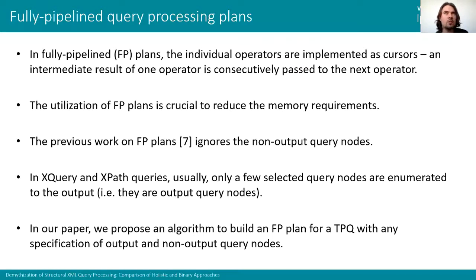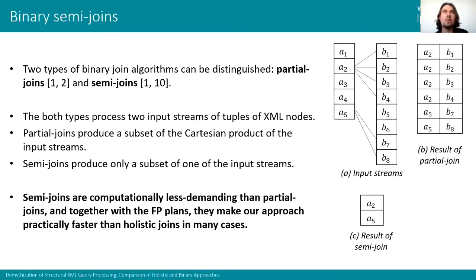Let me note that in XQueries or XPath queries, usually only a few selected query nodes are enumerated to the end user. For example, in any XPath query, there is always exactly one output query node. So we have 2 types of binary joins, the partial joins and the semi-joins. We can see a difference in this example.